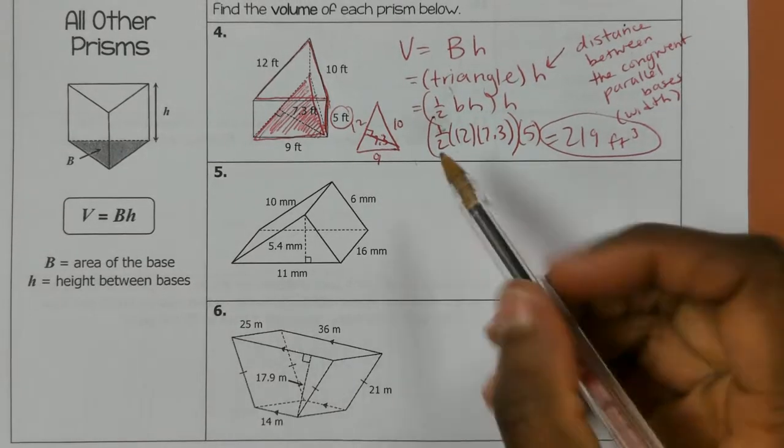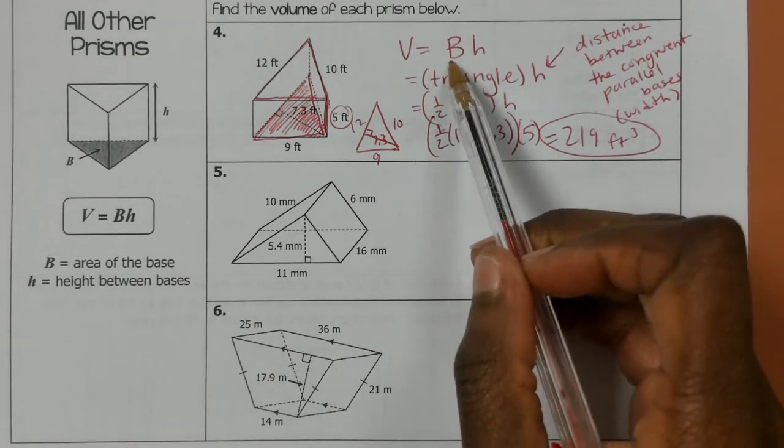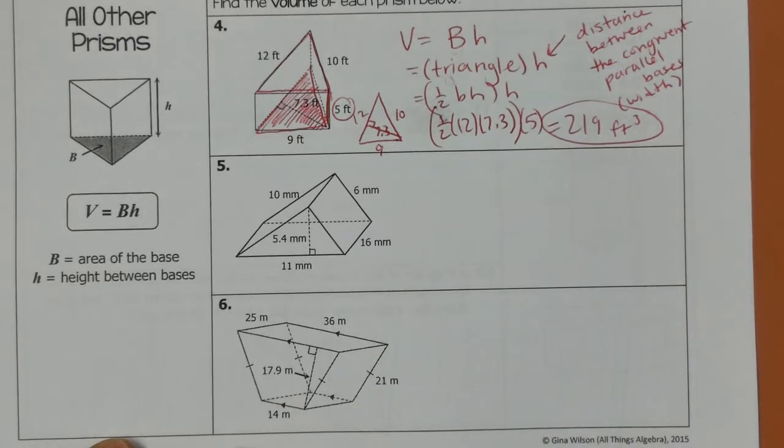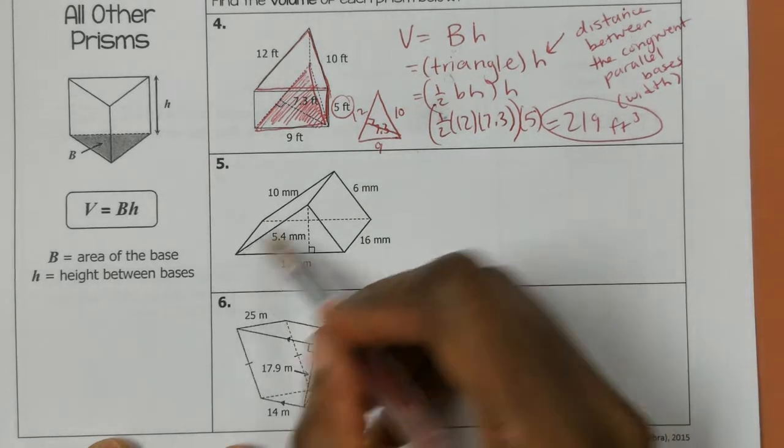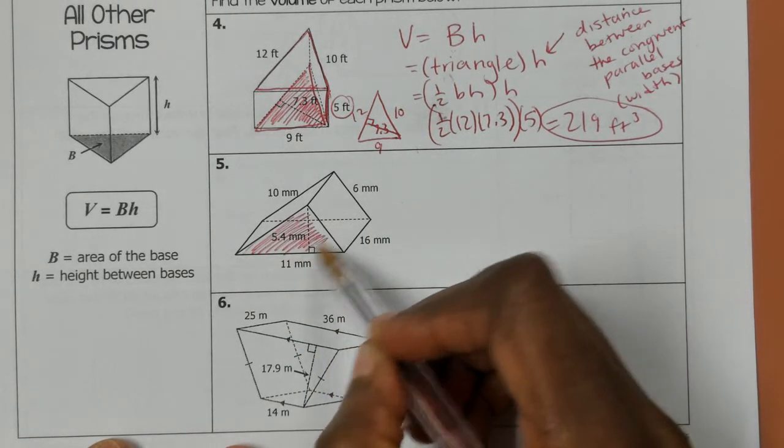So again, for all of these, you're going to be using capital B. The capital B gets replaced with whatever shape the base is. So on number 5, take a second to consider what the base shape would be. Okay, if you said triangle, that was correct.